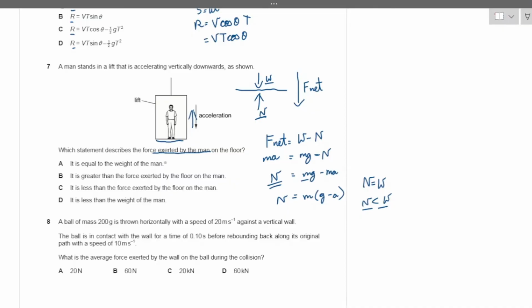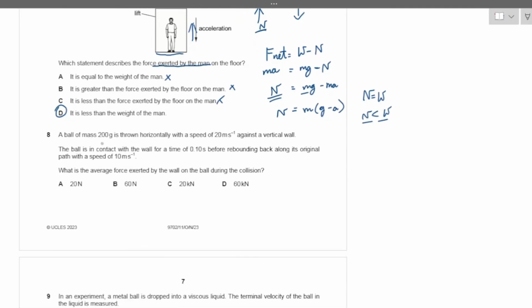Firstly, it is equal to the weight of the man. That's absolutely wrong from the very first point. If it were equal, there would be no net force. Option B, it is greater than the force exerted by the floor on the man. No. Option D is what we are looking for, that it is less than the weight of the man itself. Over here, we just concluded that this normal force, or this force exerted by the man on the floor, is less than the weight of the man. So option D is correct. Rest of the options, of course, do not correspond to our equations, which we have just calculated.